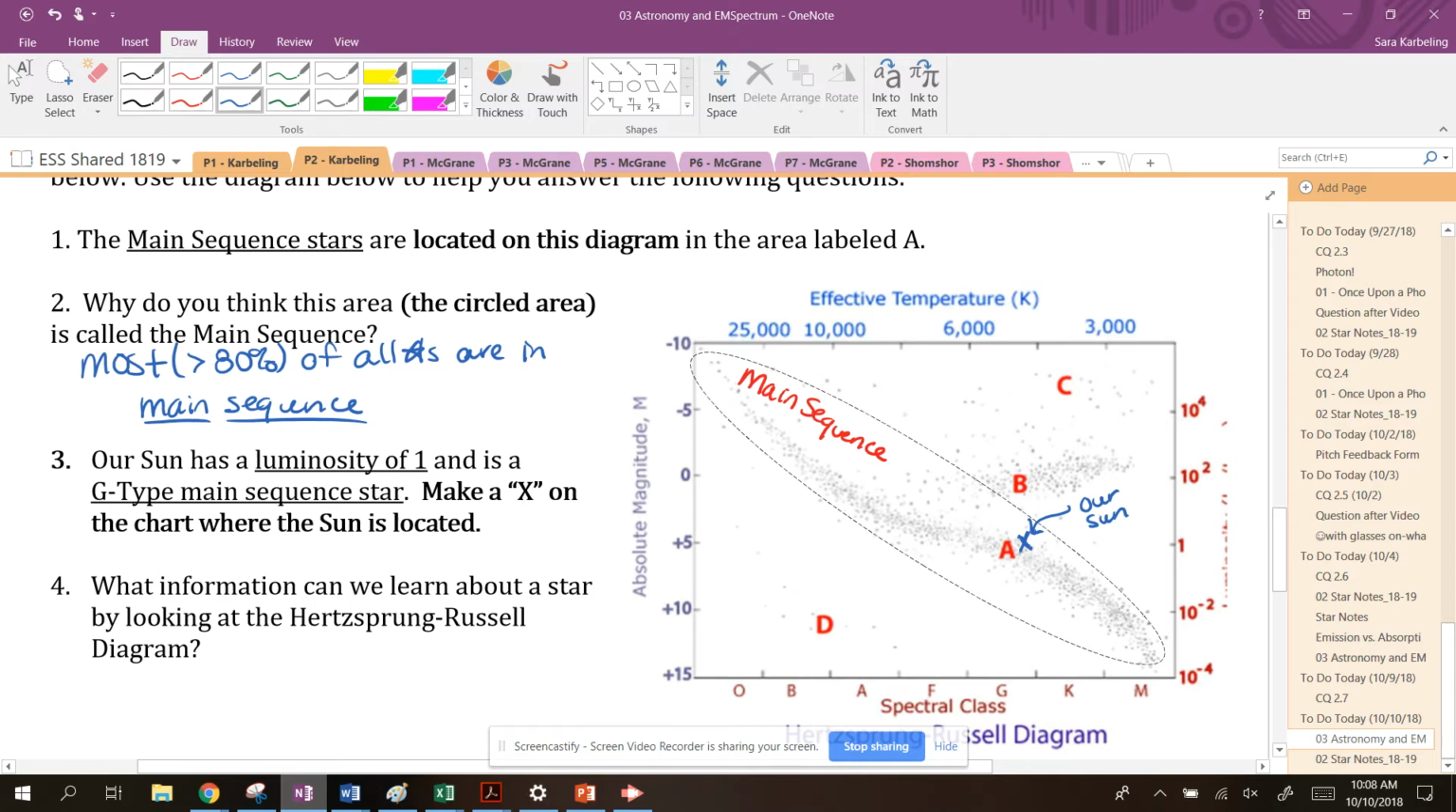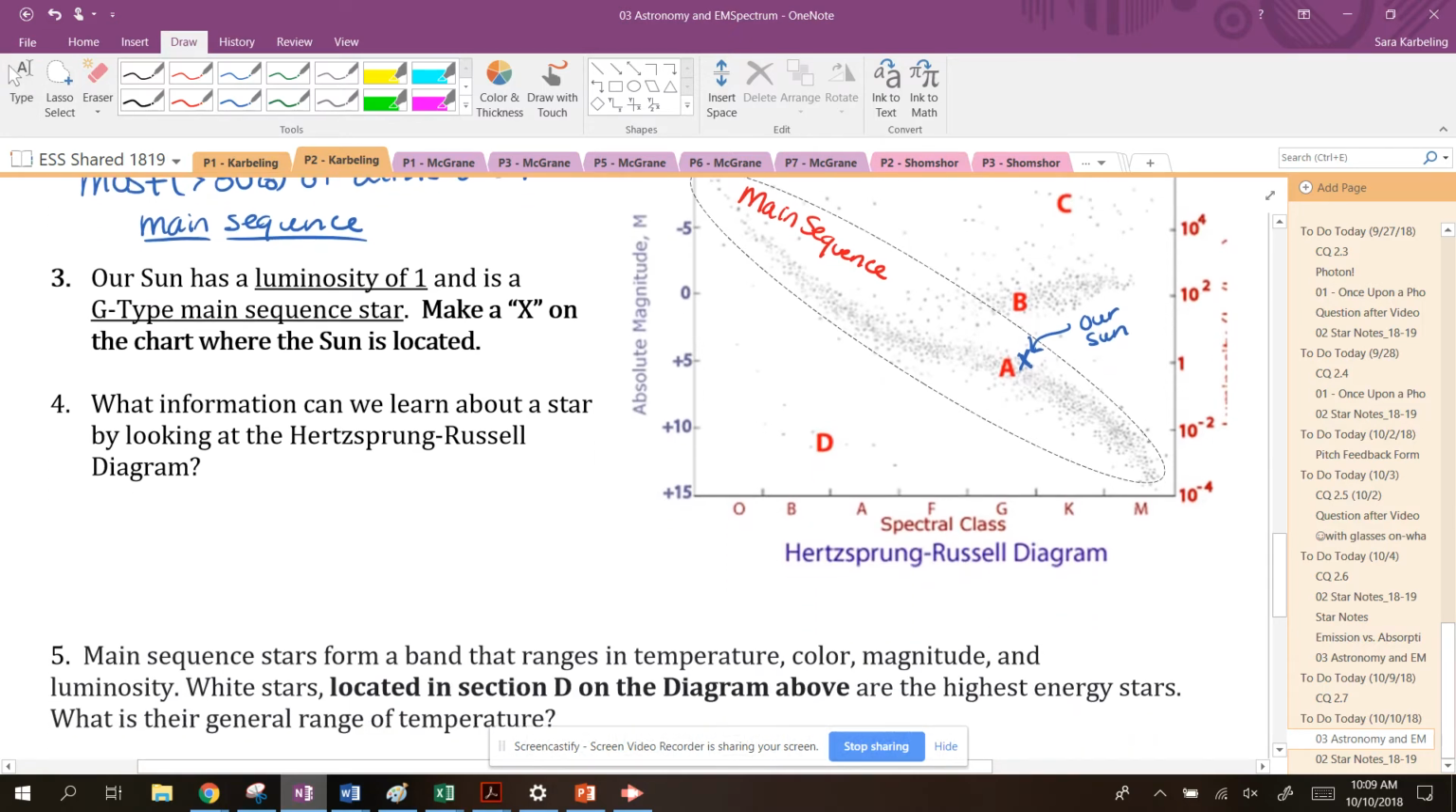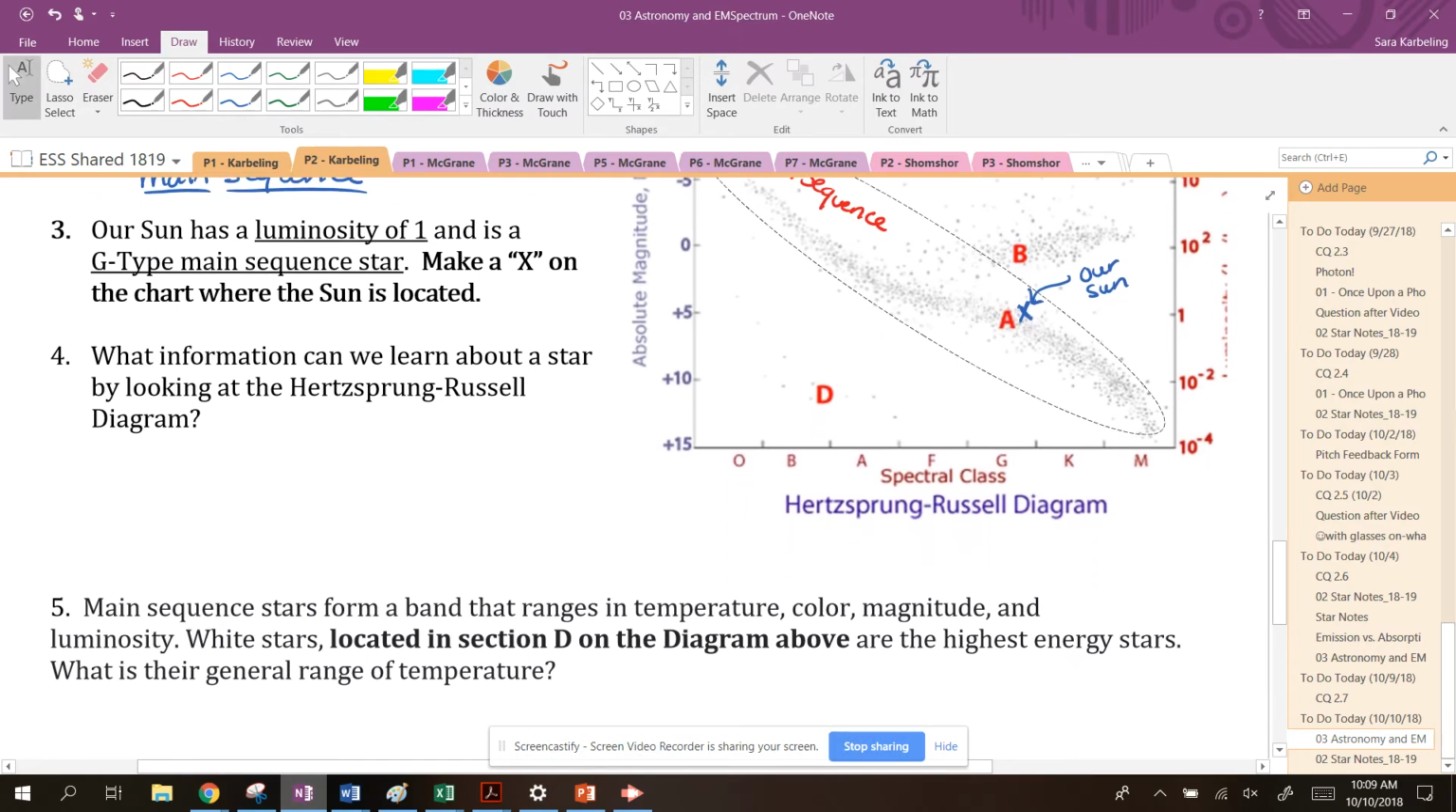Okay? Life is okay so far? Okay. So we still don't know what luminosity is or spectral class or any of that business, but we can do that problem, and you can do something like that on the ACT. No problem. You got this.